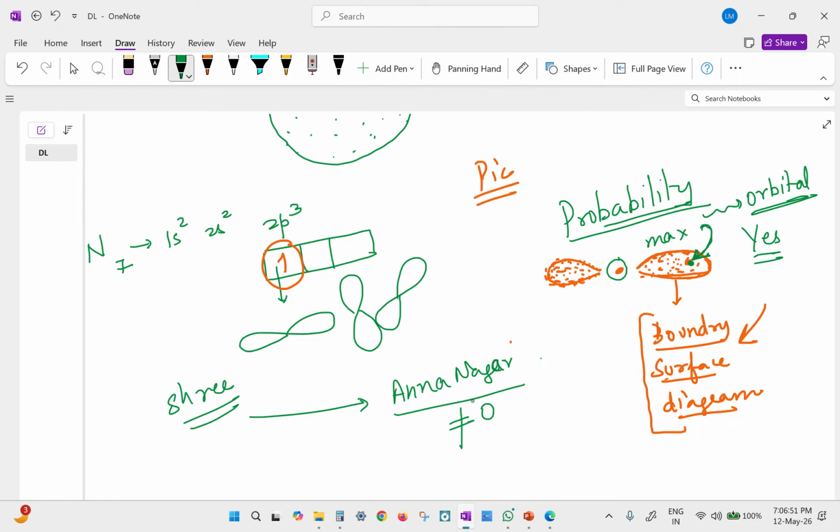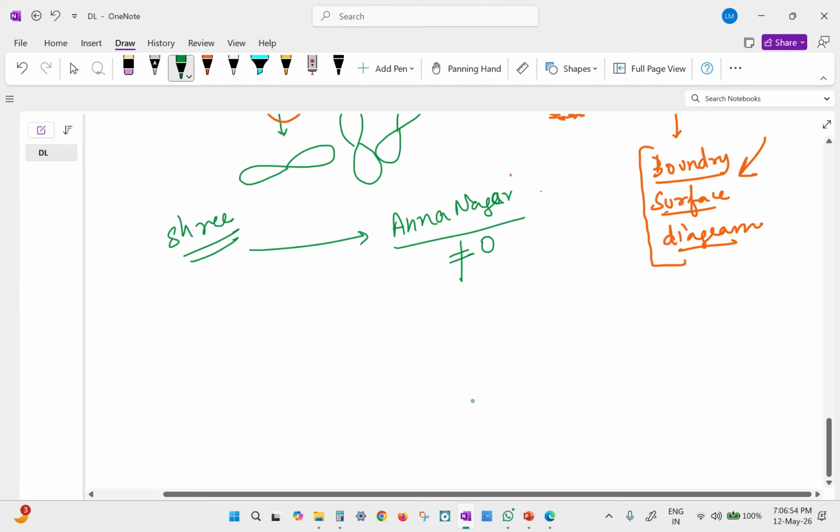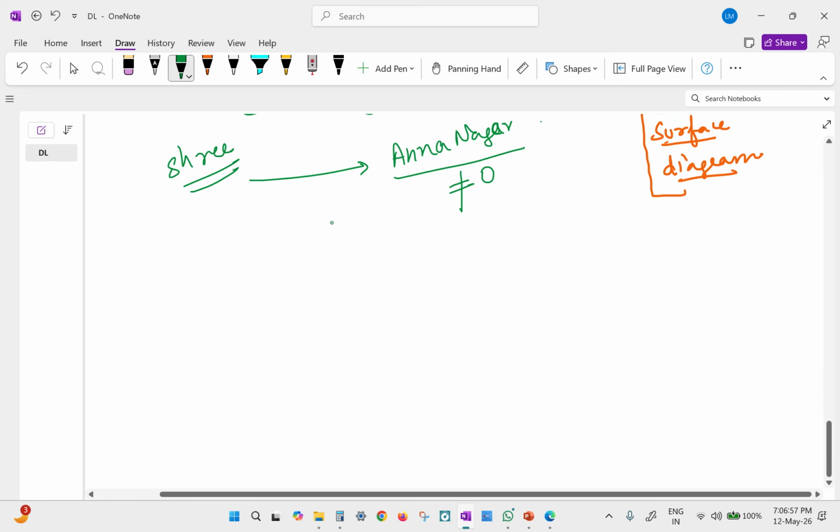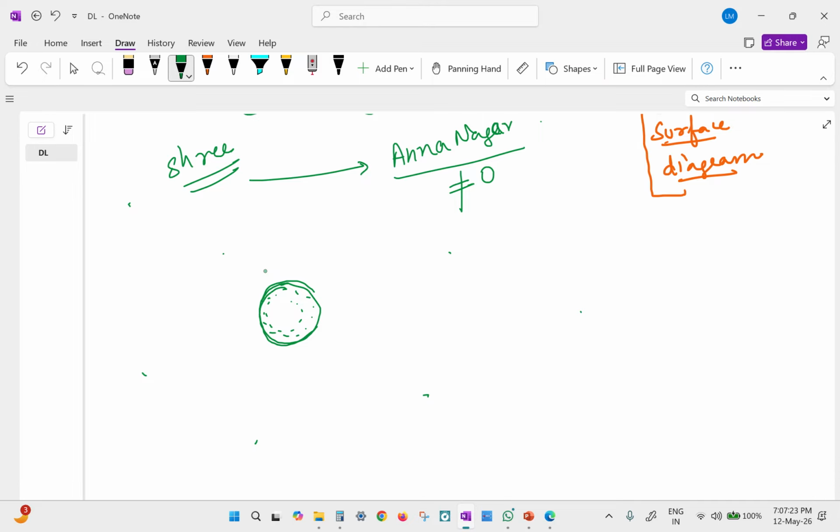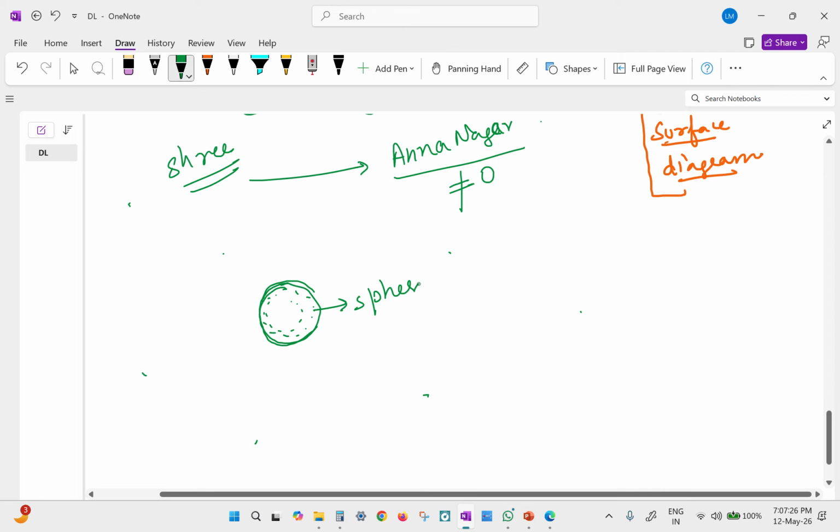Right, yes, ma'am. So that means Shri can be anywhere on this earth, but she's most likely in and around OMR. She can be found here in US, in Australia, maybe in Delhi, maybe in Calcutta, maybe somewhere else. But most likely she is found in and around OMR. So I'm trying to draw a line or draw a shell around the space in which you can be found, and that looks like a sphere. If it looks like a sphere, I'll call it an S subshell.